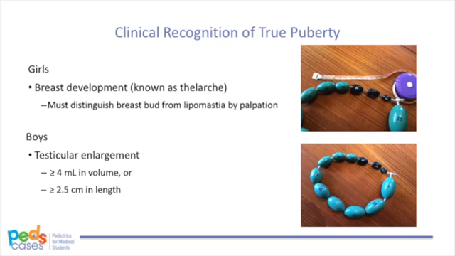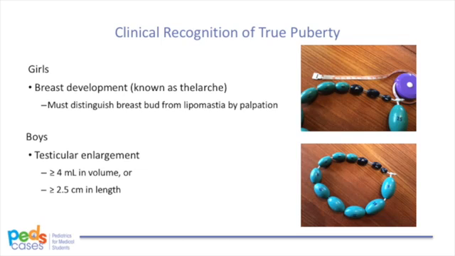It is also known as the gonadotropin-dependent puberty because it relies on the activation of the HPG axis. So how do we recognize true puberty clinically? In a girl, we look specifically for the appearance of a visible breast bud, also known as thelarche. The breast bud refers to the breast tissue that appears in the region deep to the areola.